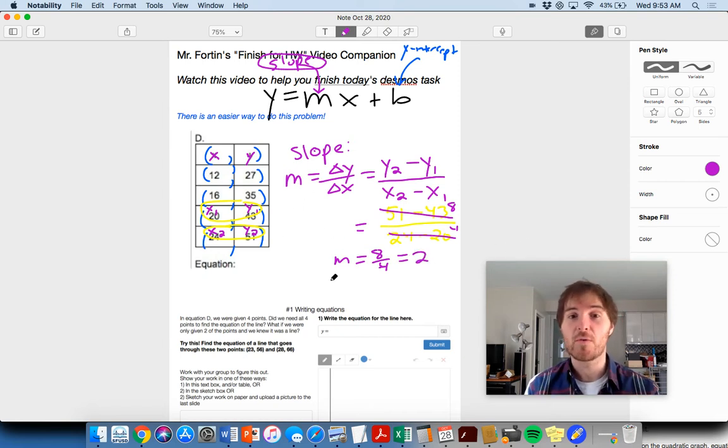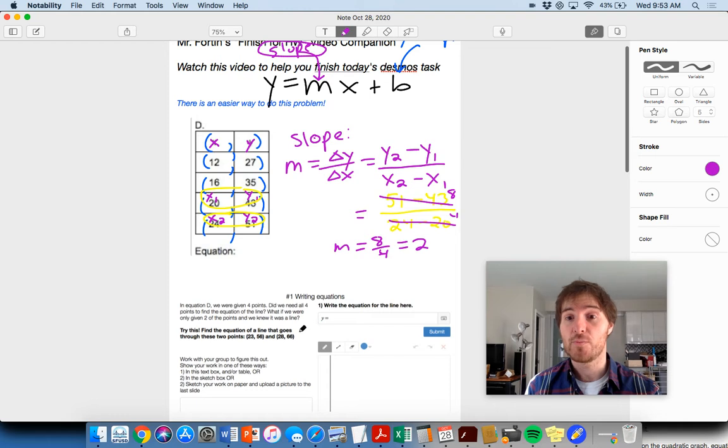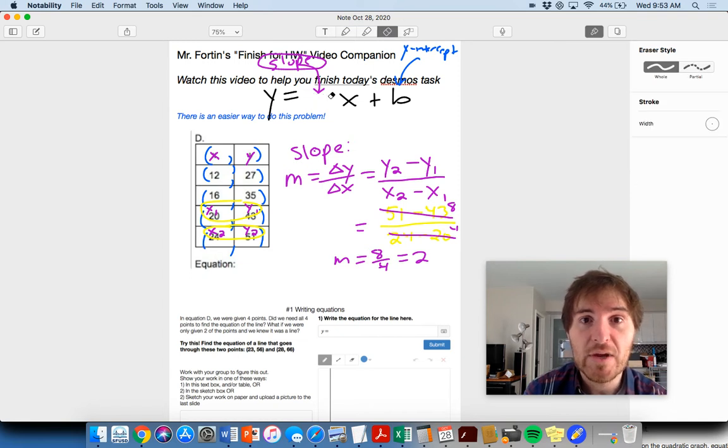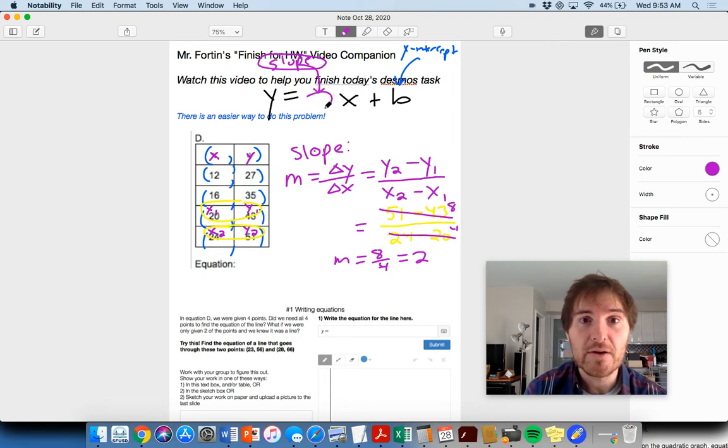You might be thinking that was a lot of work. This is going to be easier once we have 2 points. I'll show you how you get 2 points right here. Okay, so we have our m. That's great because now we know what our slope is, and we can substitute that into the equation. Let's do it real quick here. So slope here is 2.